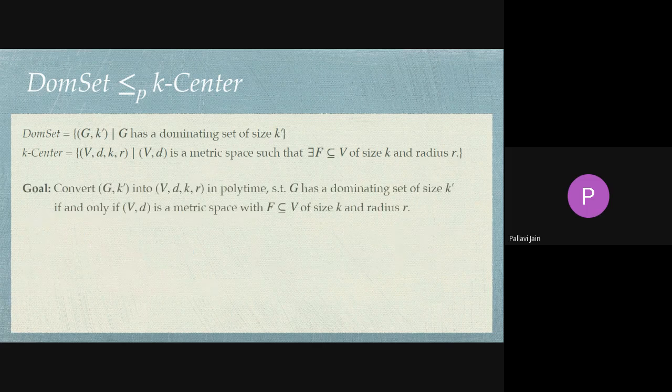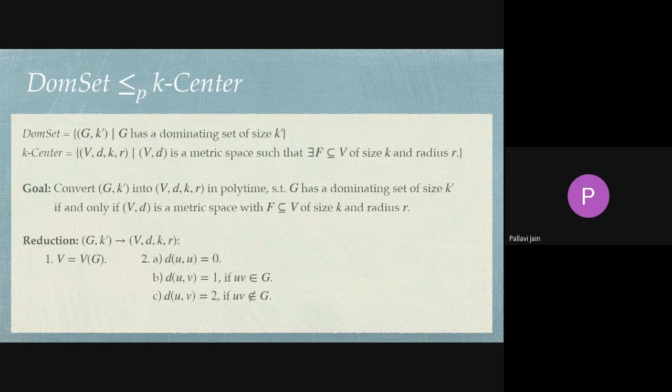Okay, so this is our goal, and we are mapping G comma k prime to VDKR. So what will be our V? Our V will be simply the set of all the vertices of the graph. What will be our d? First thing, because it is a metric space, we have to ensure that d of u comma u should be equal to 0, right? So we have to put that. Apart from that, we will put d of u comma v equal to 1 when u and v are neighbors in G.